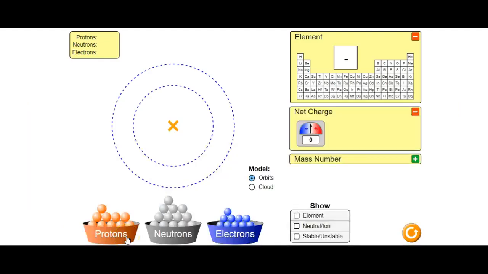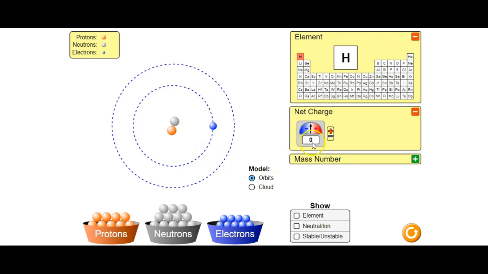Next, we're going to look at a PhET simulation, which we have up on the screen. In the middle here, you see this yellow X. This is the nucleus. Then on the outside, these blue dashes, each circle represents an electron shell or an orbital. So let's look here. If I add a proton and a neutron, they go in the center. And then if I add my electron, it goes on the electron shell.